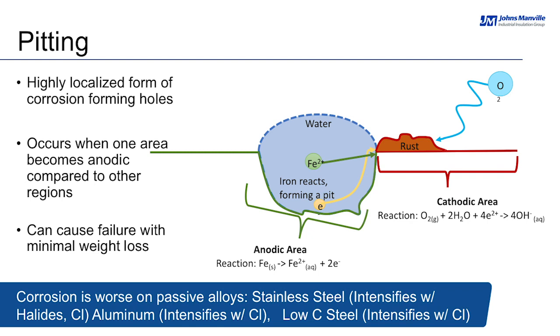And pitting starts, reacts and forms a pit, and the pit increases, and it can make a large pit inside the material itself. The reaction in the anodic area is solid iron transforming into Fe2+ in the aqueous environment, plus losing 2 electrons. In the cathode, the reaction is oxygen gas, plus 2 molecules of water, plus gaining the 2 electrons, and that reacts into 4OH-. That is the reaction.